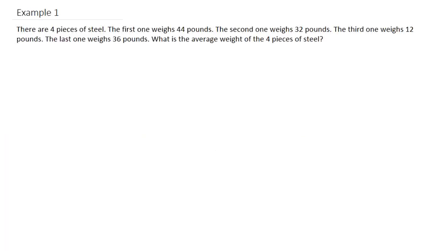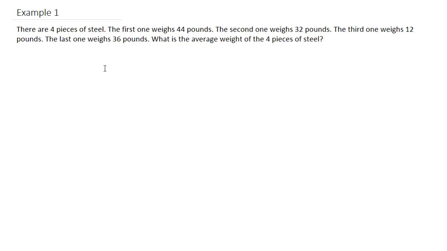Example 1. There are 4 pieces of steel. The first one weighs 44 pounds. The second one weighs 32 pounds. And the third one weighs 12 pounds. And the last one weighs 36 pounds. What is the average weight of the 4 pieces of steel?